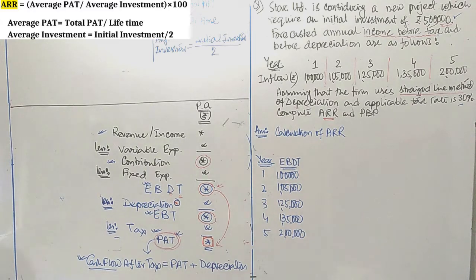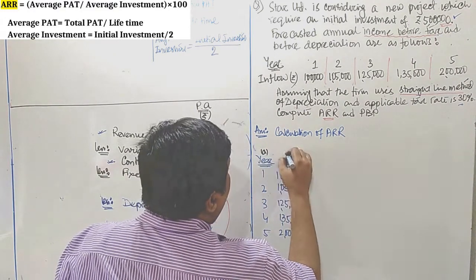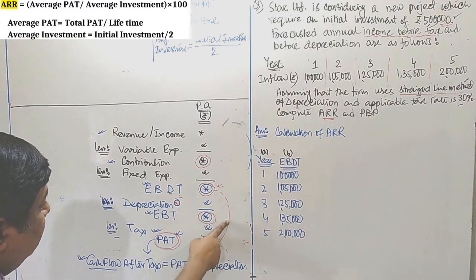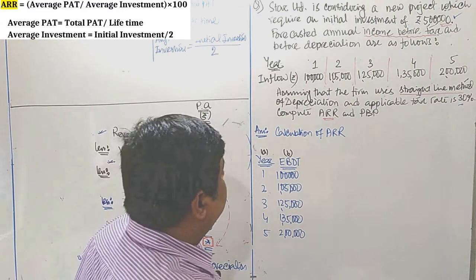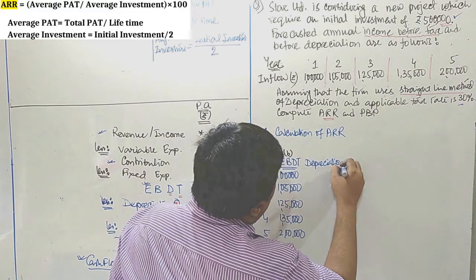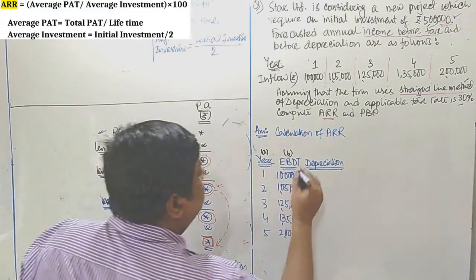Now year and EBDT are given. Even you can give the title of each and every column. This is column A, this is column B. Now after getting the EBDT, as I said, your basic job is to convert the EBDT into PAT. Then what steps do you follow? Look at the concept. From EBDT first you have to deduct depreciation. Then you have to plot another column, titled depreciation. This is column number C.